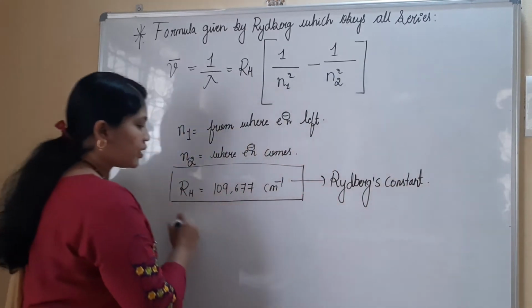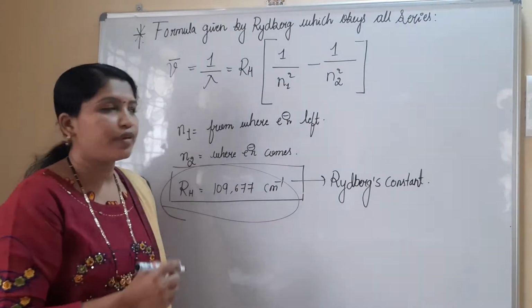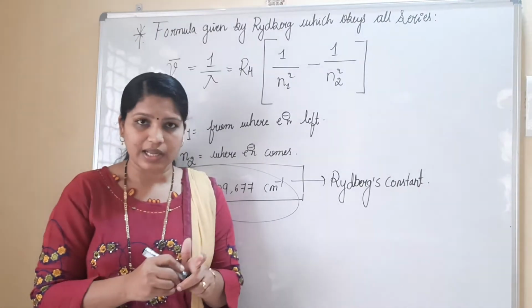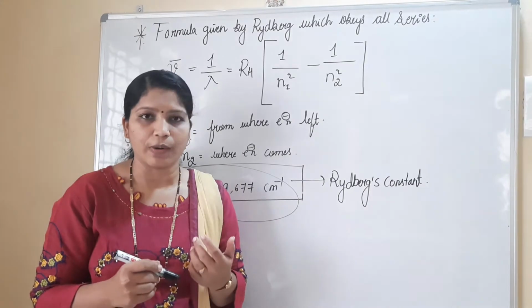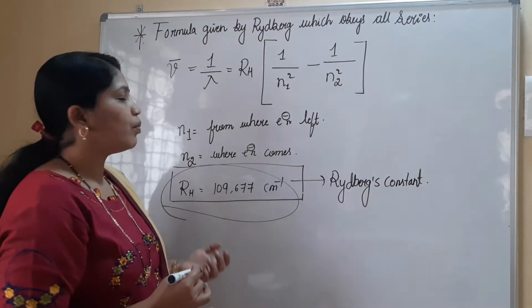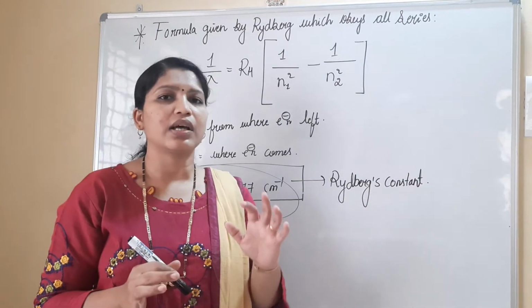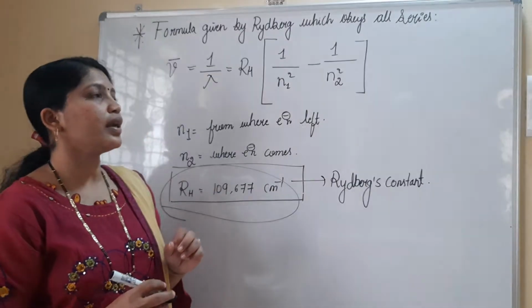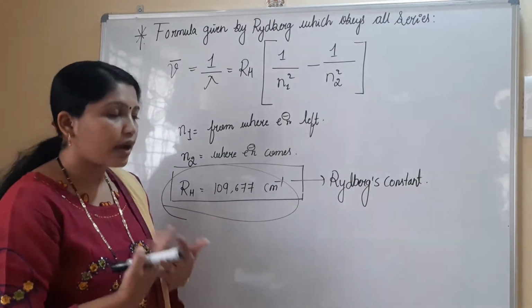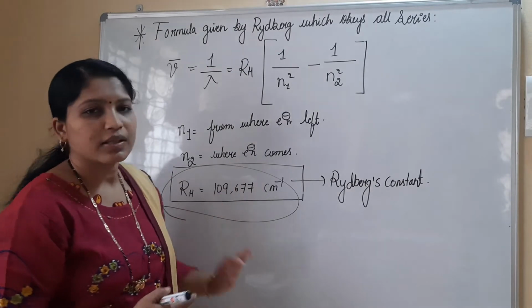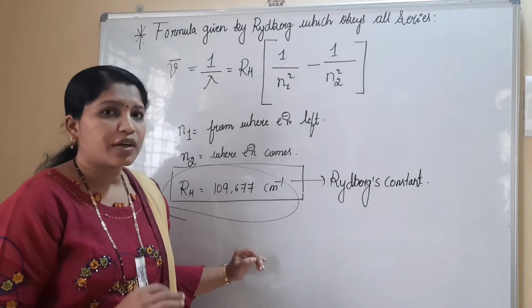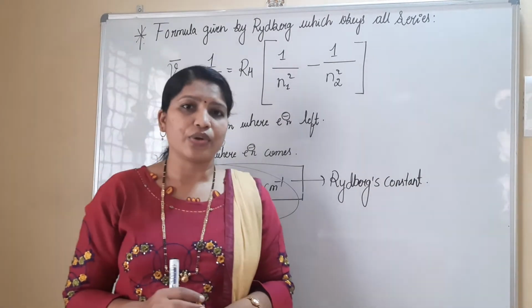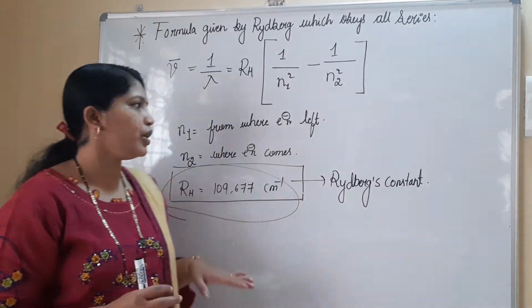With the help of this value, we can calculate the wave number for any series like Lyman, Balmer, Paschen and so on. And we can calculate the spectral lines of the hydrogen atom; they will be given by this formula. This is the most important formula. Based on this, definitely you are going to get questions in your board examination. Be thorough with the formula.